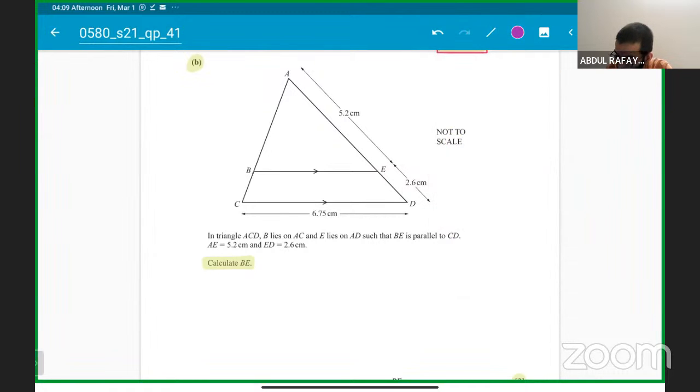So these are parallel lines. Is everyone following, guys? They have given some measurements: AE is 5.2, ED is 2.6, and CD is 6.75. We just have to apply the proportion ratio, the similarity formula, and you can get it. I'll give a couple of minutes to everyone to think about it.